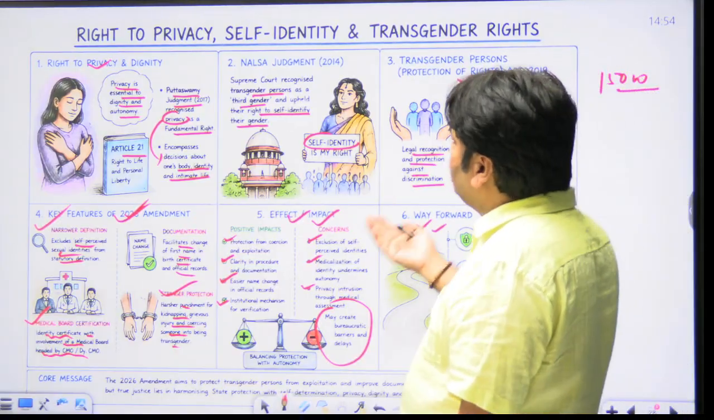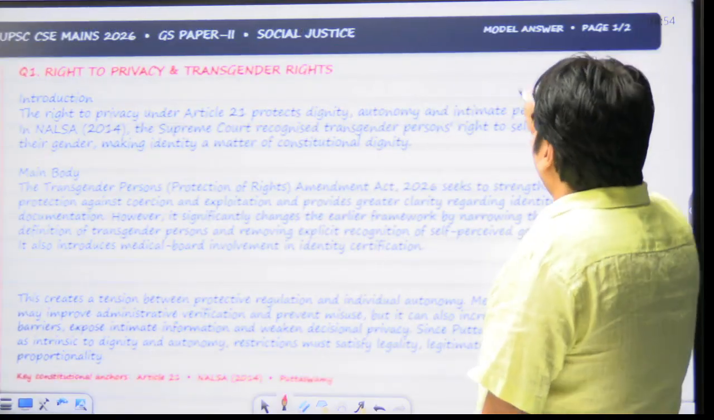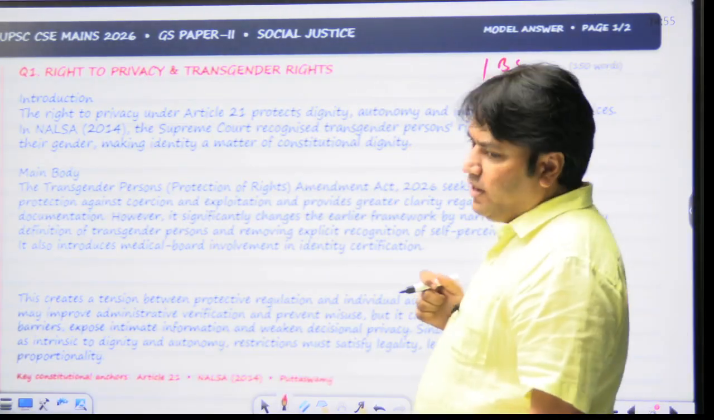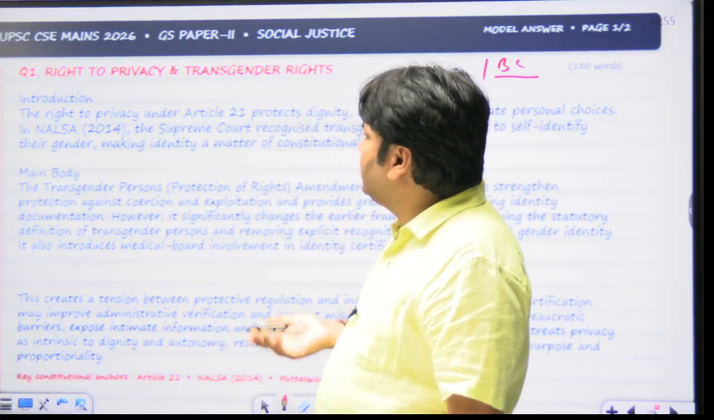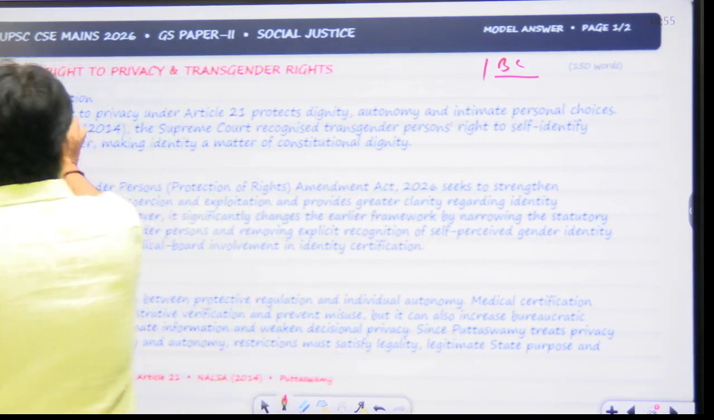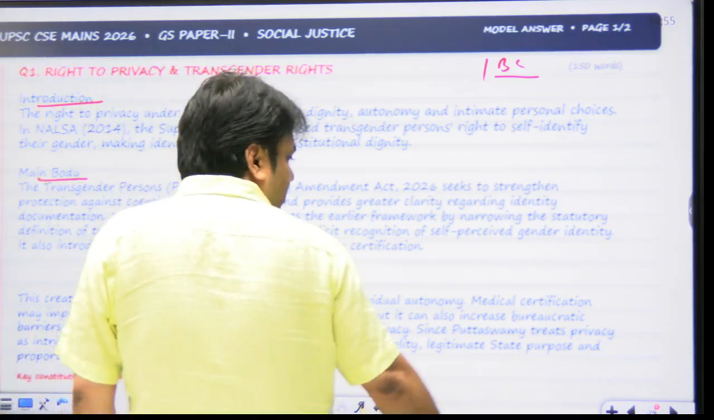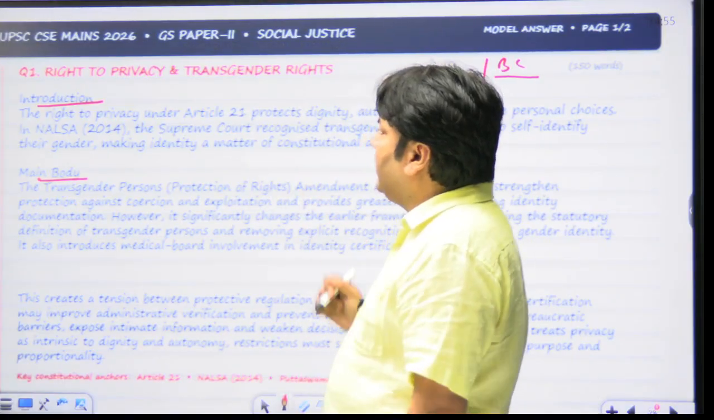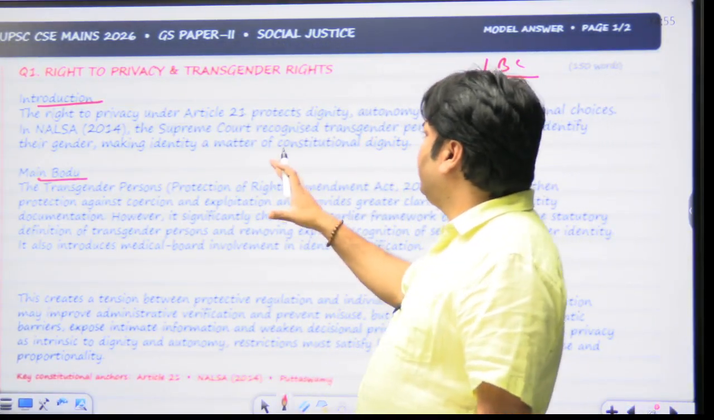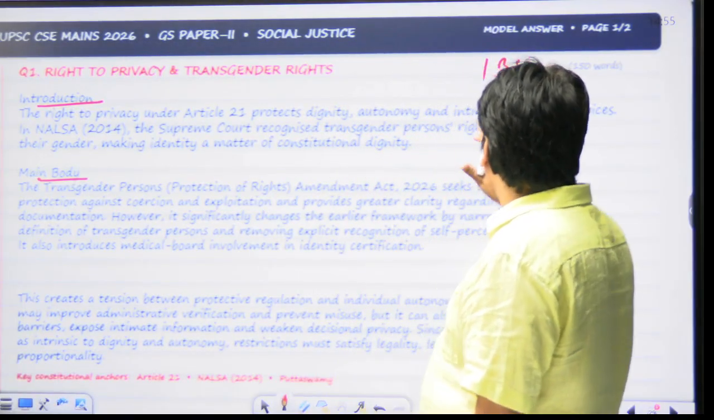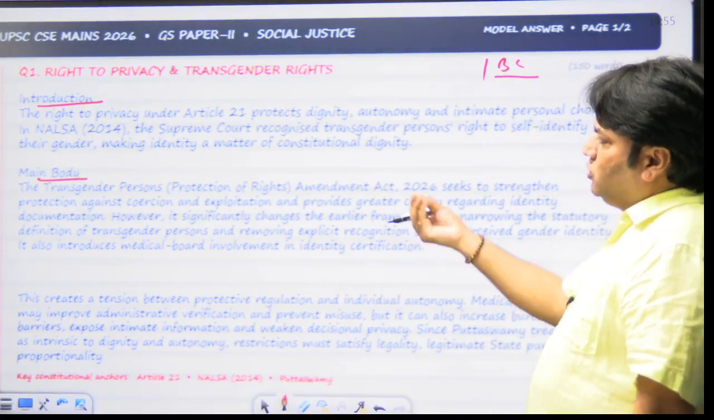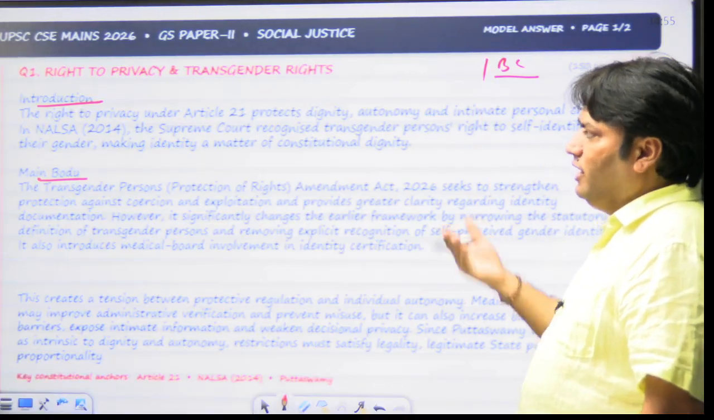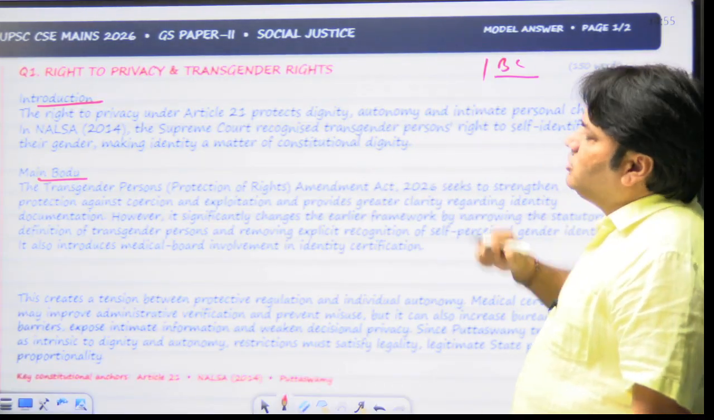But if you want to write the same answer in the introduction, body, and conclusion format, you can also choose this format to write the answer of this question, right? So in the answer of this question, this is the introduction part, this is the main body, and lastly you can write the conclusion. Here we have also given suggestions. Now in the introduction you can write that the right to privacy under Article 21 protects dignity, autonomy, and intimate personal choices. In NALSA 2014, the Supreme Court recognized transgender persons' right to self-identify their gender, making identity a matter of constitutional dignity.